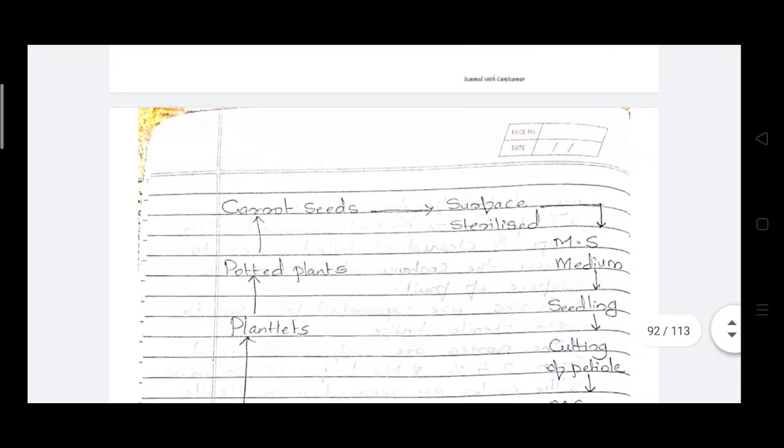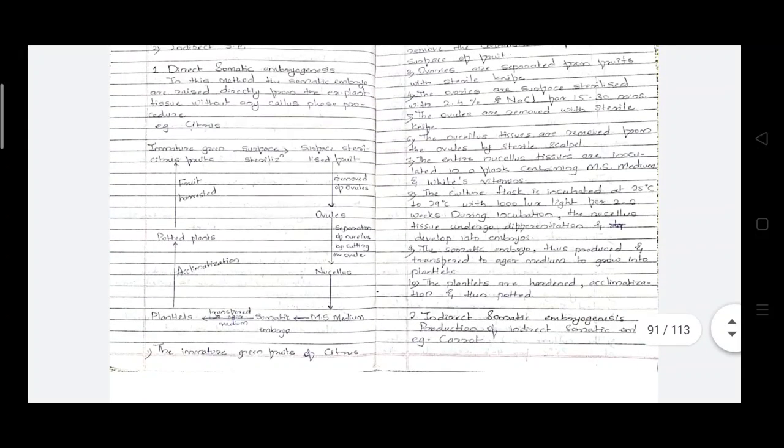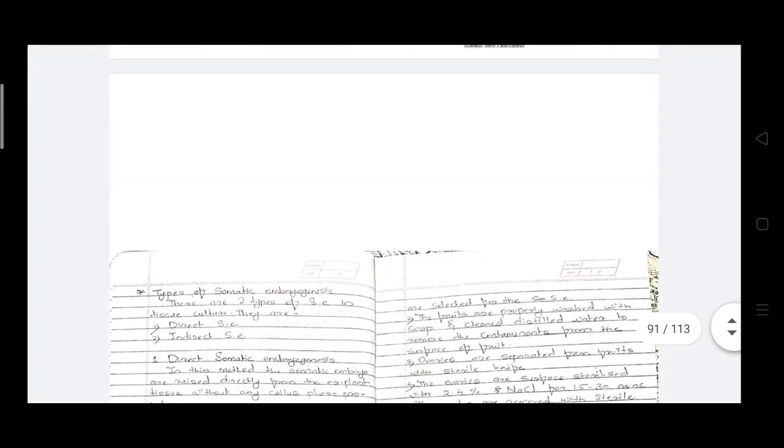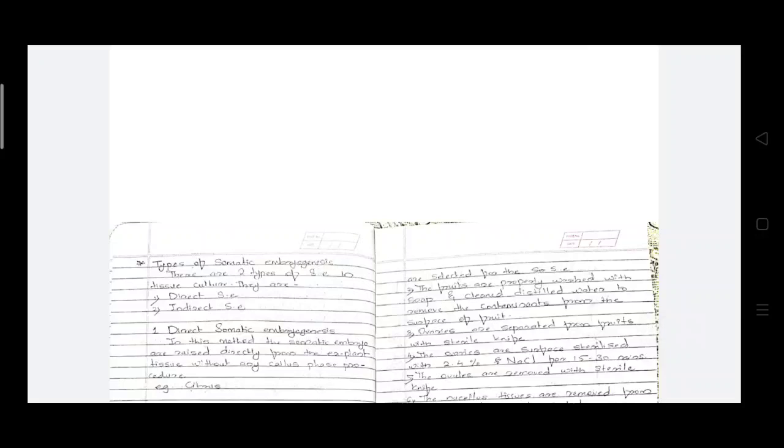In today's lecture I have discussed the two types of somatic embryogenesis. First of all, somatic embryogenesis is nothing but the formation of embryo-like structures on the cultured callus, and the embryo-like structure is known as the embryoid. So somatic embryogenesis is of two types. First one is direct somatic embryogenesis, and the second type is indirect somatic embryogenesis.